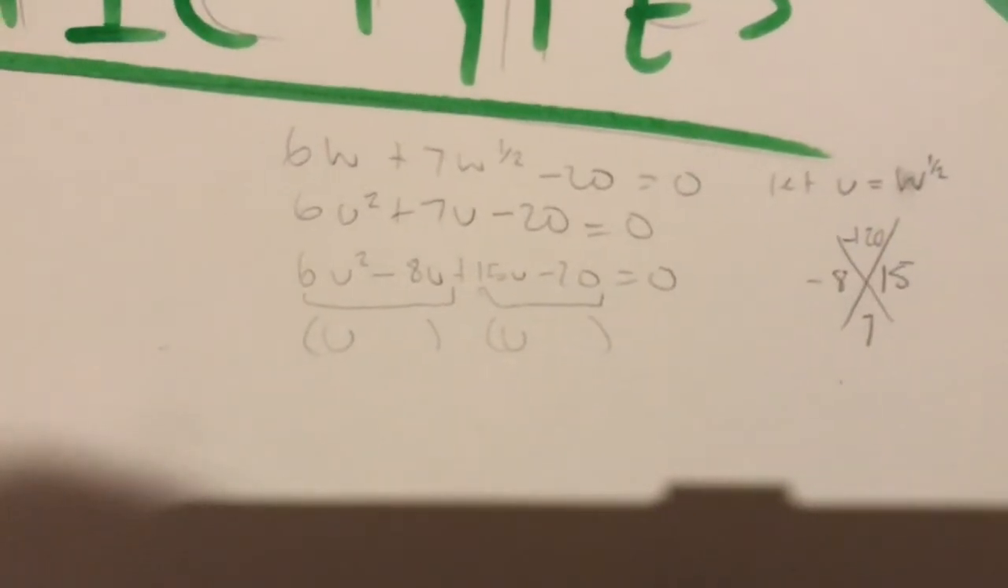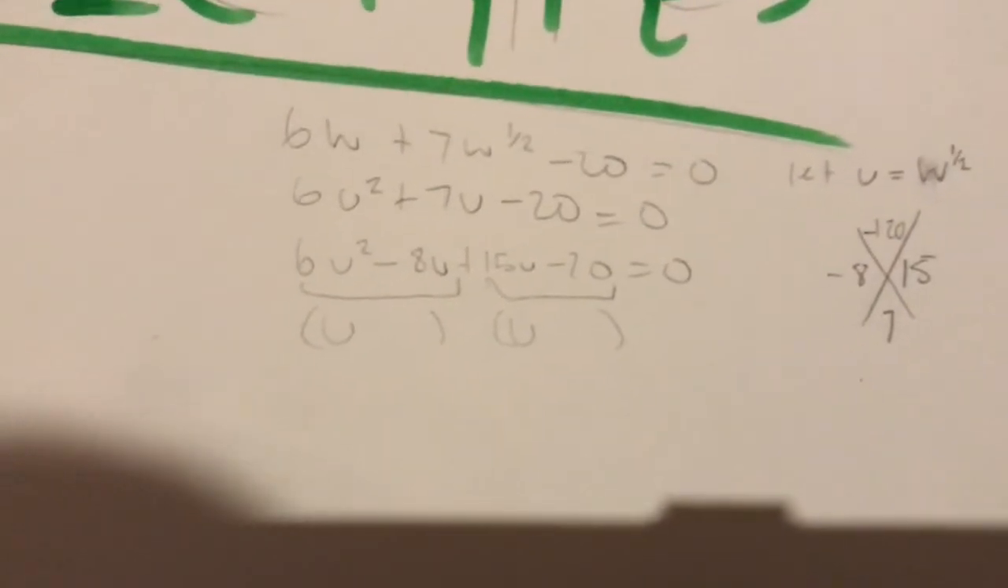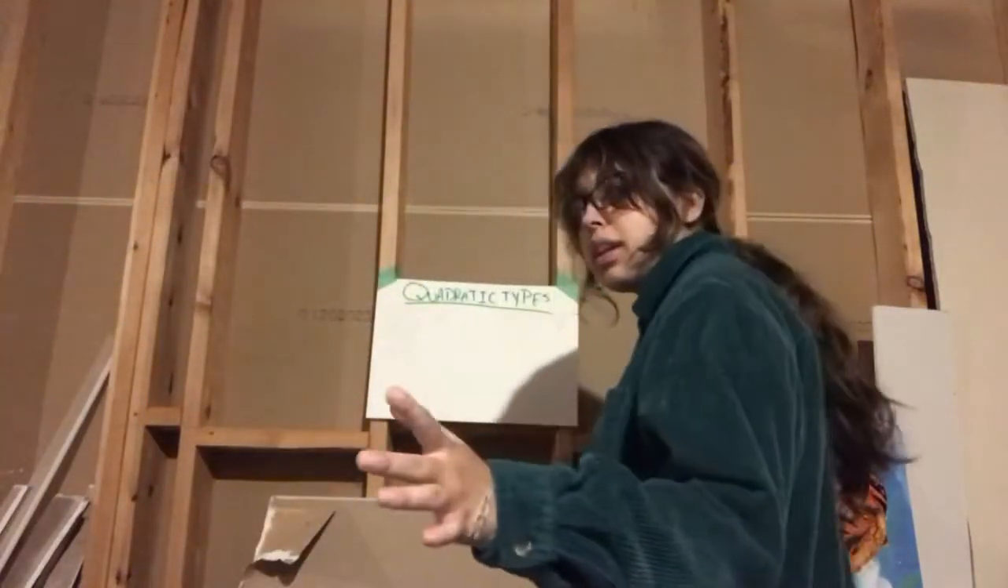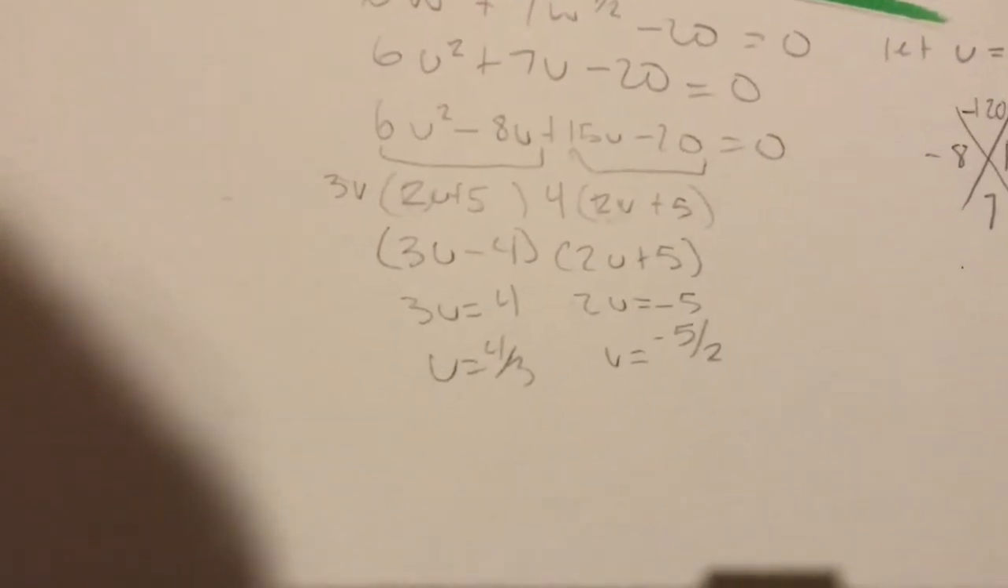Yes, Raj. Is it 15 and -8? Ding, ding, ding. It is 15 and -8. Correct. Now that we got 6u squared minus 8u plus 15u minus 20 equals 0, what are the factors? Yes, Jonathan. 3u minus 4 and 2u plus 5. Hey, yeah. Guys are impressing me. Now that we got our factors, we can simplify them down, and we get u equals 4/3 and u equals -5/2. Alright, we're on a roll.